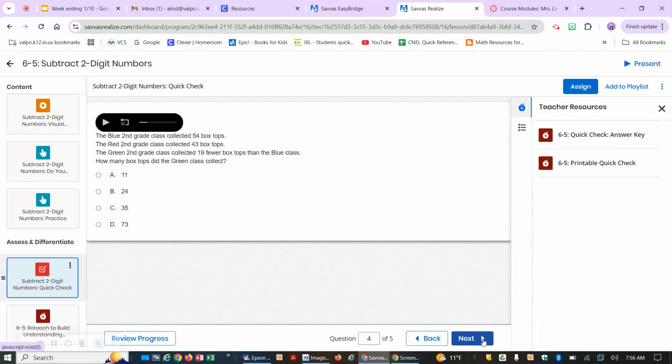So first thing you need to notice is that information about the red class, cross it out, ignore it, we don't need it at all. What you need to solve is what the green class collected, and we know that they had 19 less than the blue class, which means we are taking the blue class total of 54 minus 19 to find out what the green class collected. Use your whiteboard, set it up, 54 minus 19, and solve.